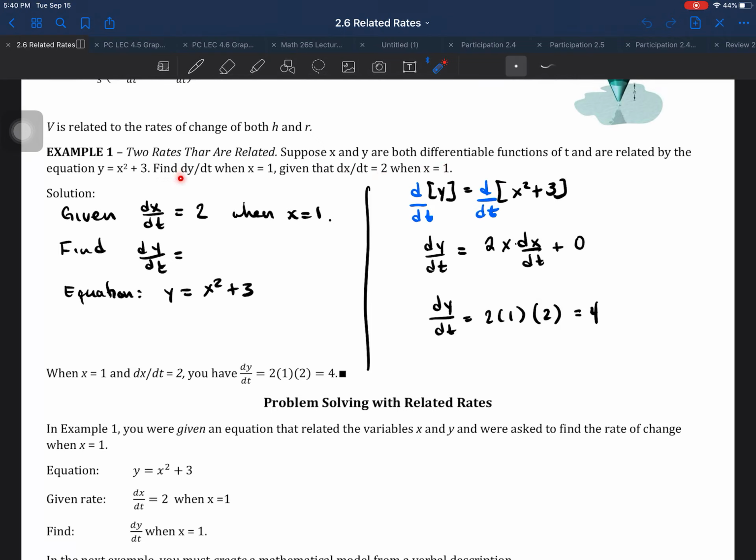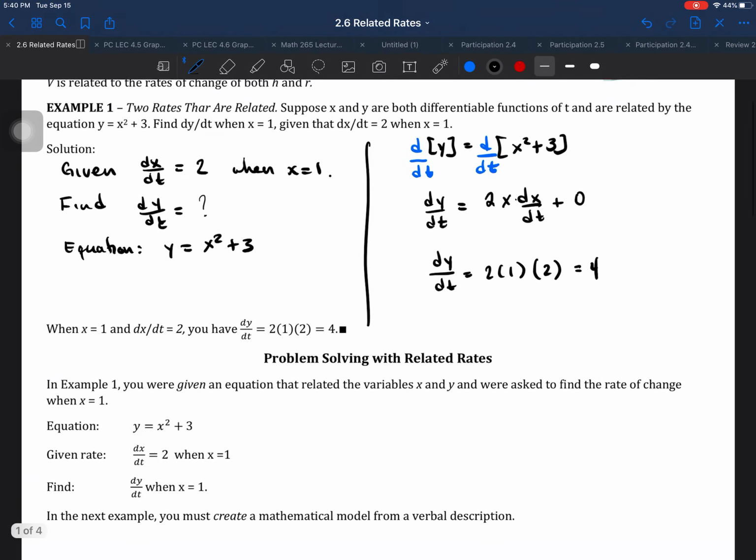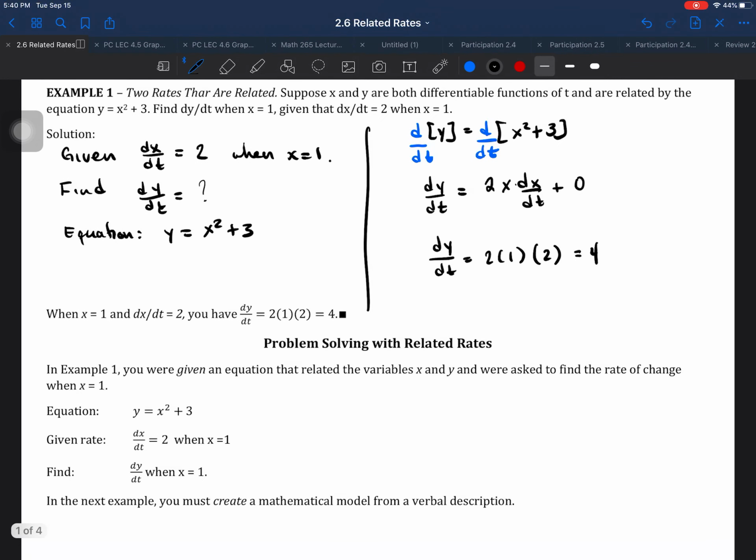They're giving us what we need to find, and they give us the relationship. So given that dx/dt equals 2 when x equals 1, let's find dy/dt. If you notice, what I did here is I summarized the problem, what was given, and the equation they gave me was y equals x squared plus 3. So this is the relation between y and x, and it is true every time for x and y.